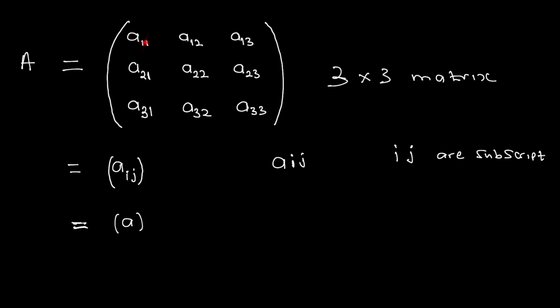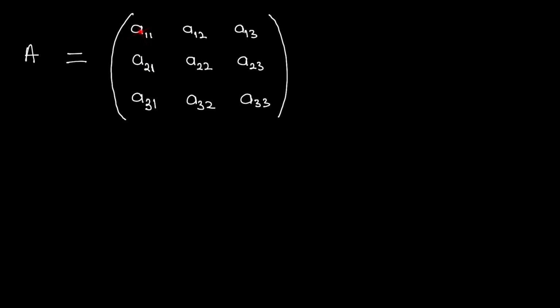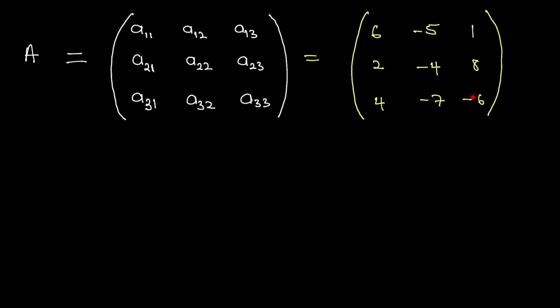The first element is A11: row 1, column 1; row 1, column 2; row 1, column 3; second row, first column; second row, second column; second row, third column; third row, first column; third row, second column; third row, third column. If you have a matrix A, now you know we can represent it using the lower a, showing the elements of the matrix A. Let's assume these are the elements of matrix A. The element 6 is in position A11. The element -5 is in position A12. And that's what this is representing.